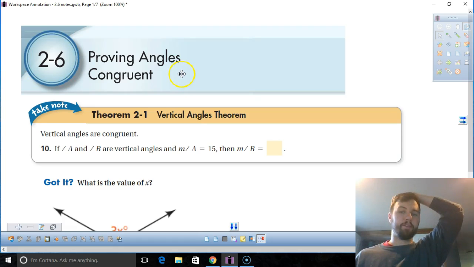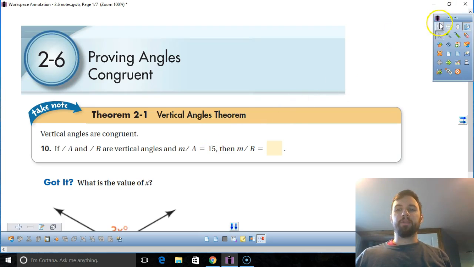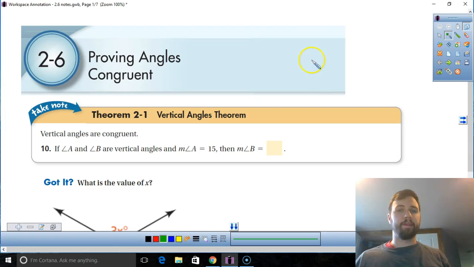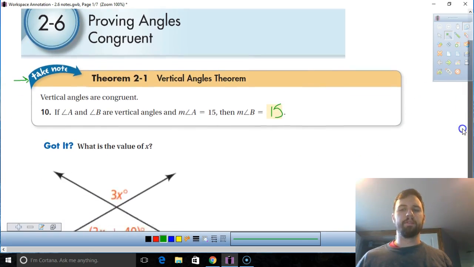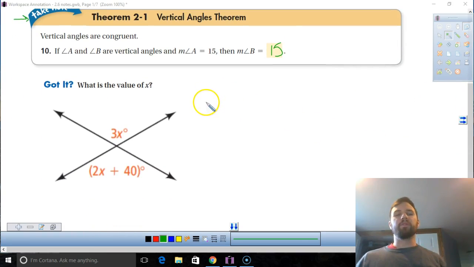Proving angles congruent. A lot of this should be review and things we've done before, but we're going to do it in the proof context. Theorem 2.1, vertical angle theorem. Vertical angles are congruent. If angle A and B are vertical angles, and the measure of angle A is 15 degrees, then the measure of angle B is 15 degrees. For this one, what's the value of x?